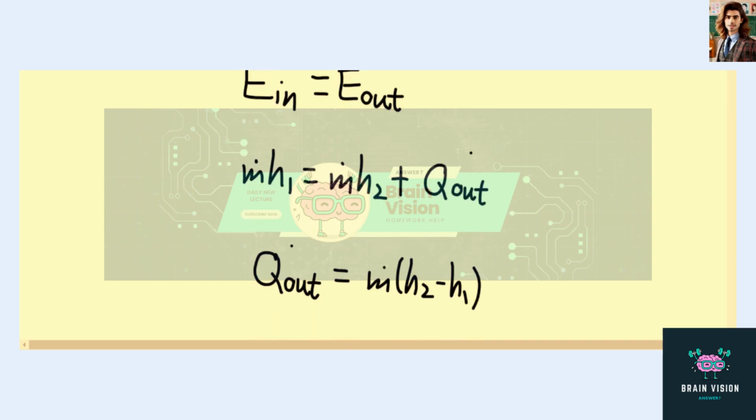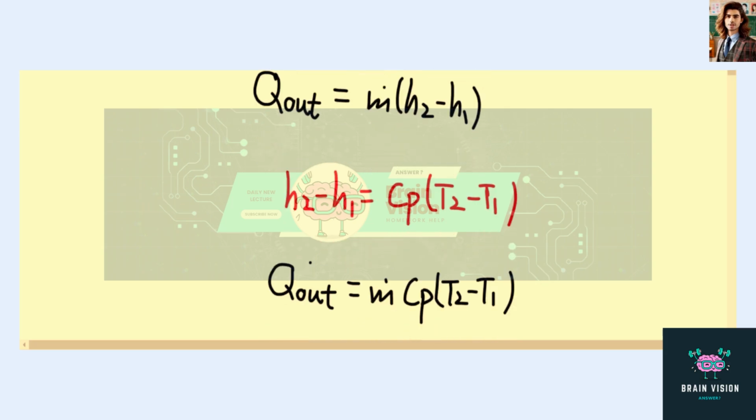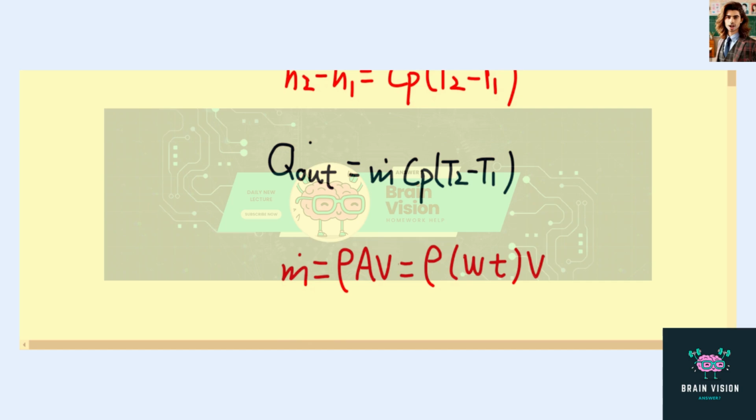If we do some arrangement here, we have Q dot is equal to M dot times H2 minus H1. And H2 minus H1 can be equal to Cp times T2 minus T1. Cp is the specific heat for the steel plates. And we know T2 is the final temperature, T1 is the initial temperature. If we plug back into the equation, we have Q dot is equal to M dot Cp times T2 minus T1. Then we know M dot, which is the mass flow rate, can be equal to rho AV. Rho is the density, A is the area, and V is the velocity.